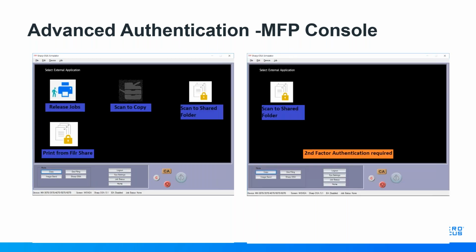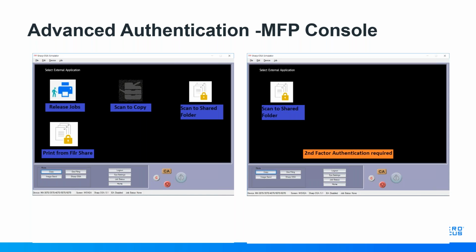Once the end user is authenticated, they can look at several new functions within the iPrint app. For example, release jobs, scan to copy, scan to shared folder, print from file share. If you take a look at this, you are looking at two functions. The first two functions, release jobs and scan to copy, do not require further authentication. They don't require a second factor here.